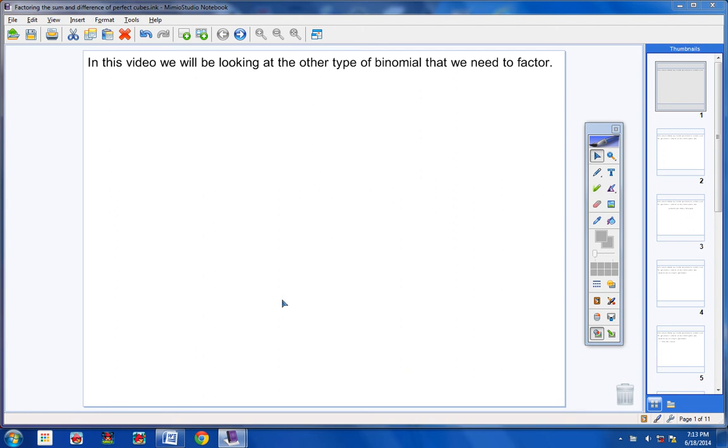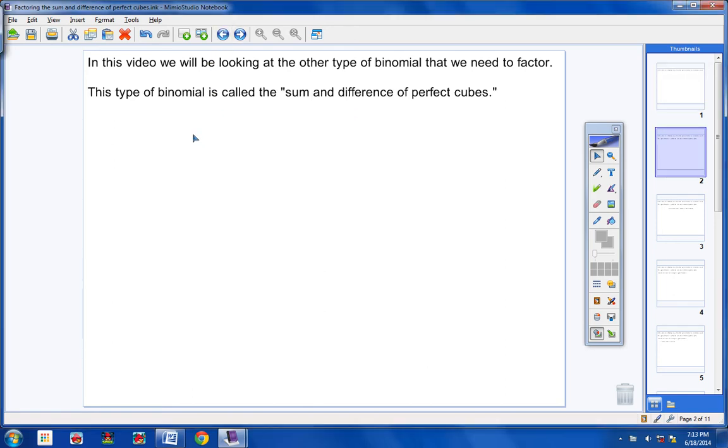So far we've looked at factoring trinomials with a lead coefficient of 1, factoring trinomials that do not have a lead coefficient of 1, and factoring binomials that are perfect squares. In this video we're going to be looking at the other type of binomial that we need to factor. And this type of binomial is called the sum and difference of perfect cubes. The sum and difference of perfect cubes.